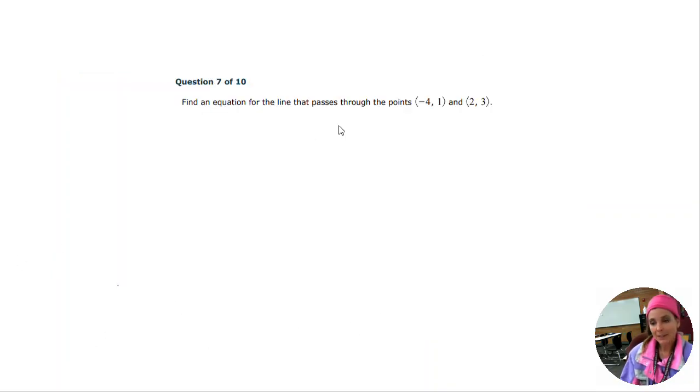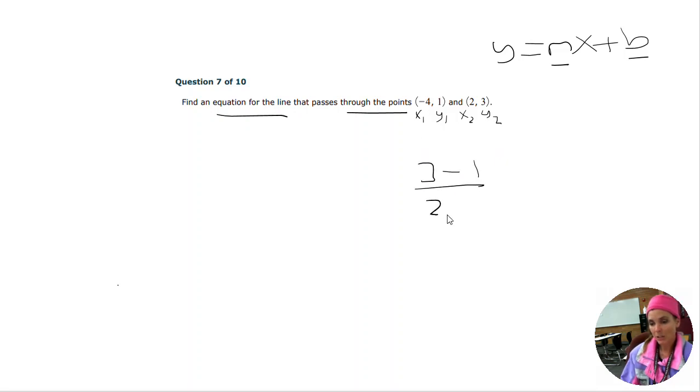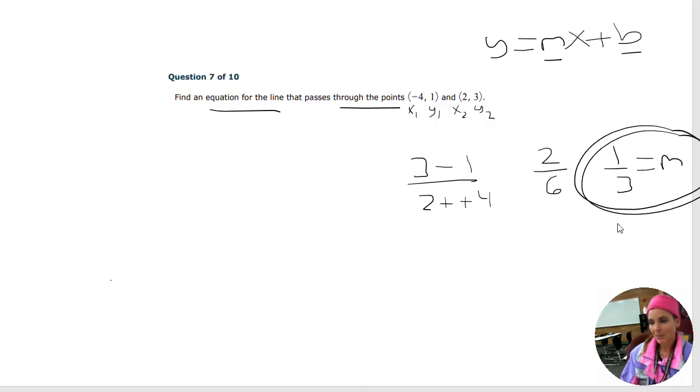Okay, and then the last example includes writing an equation for a line when you have been given 2 points. Now the two things you need if you're going to write an equation of a line is you need a slope and you need a y-intercept. So first thing we're going to do is take these 2 points and find the slope. Okay, so 3 minus 1 over 2 minus -4 is 2 over 6, which simplifies to 1/3.